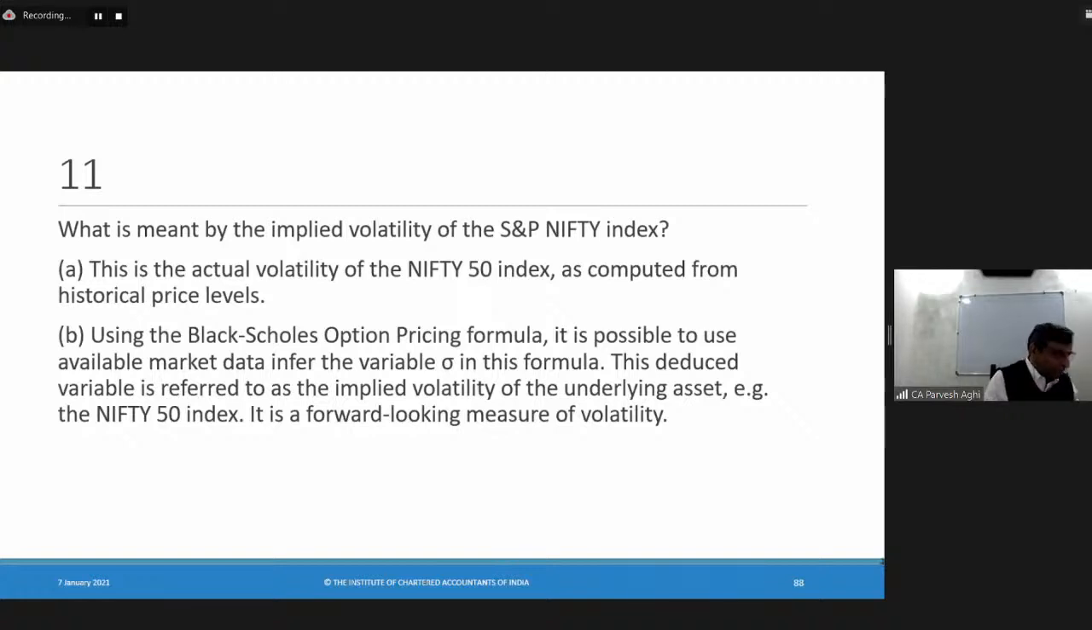So tell me, which is the better choice, the first one or the second one? Question 11: what is meant by implied volatility? Is it the historical volatility, or is it the volatility calculated using the option pricing formula, which is a forward-looking measure of volatility? That means how much the writer has built into the premium, thinking that this will be the forward-looking volatility of the currency pair.